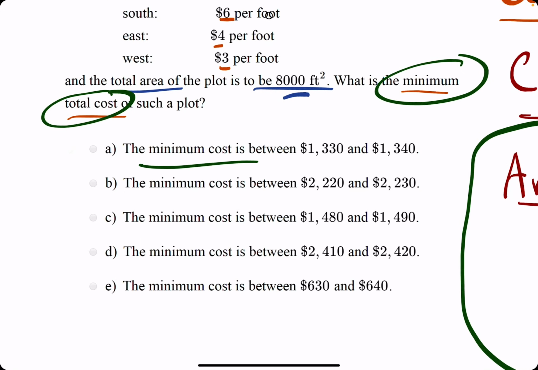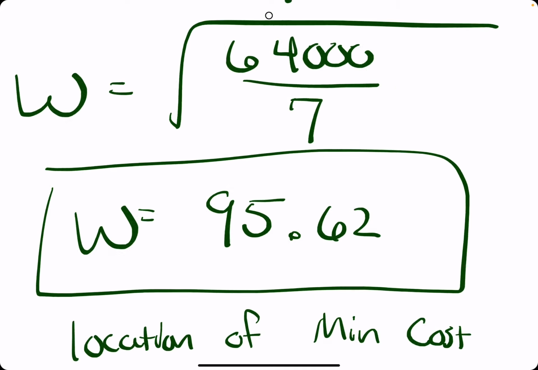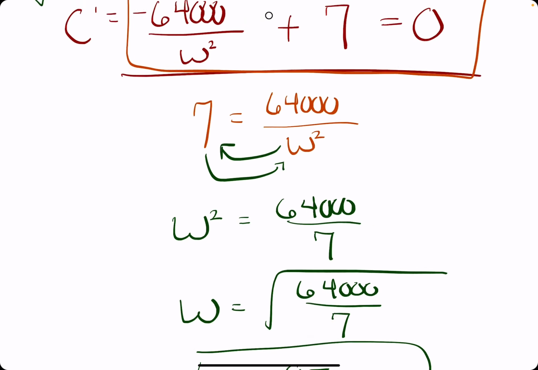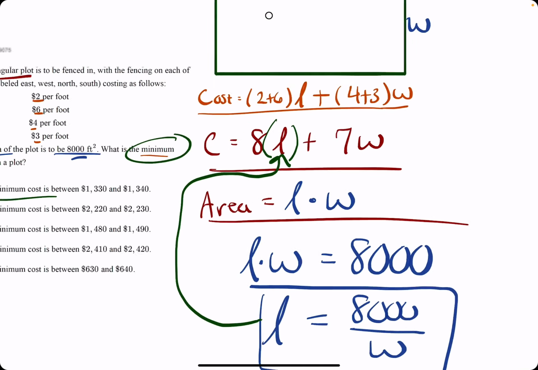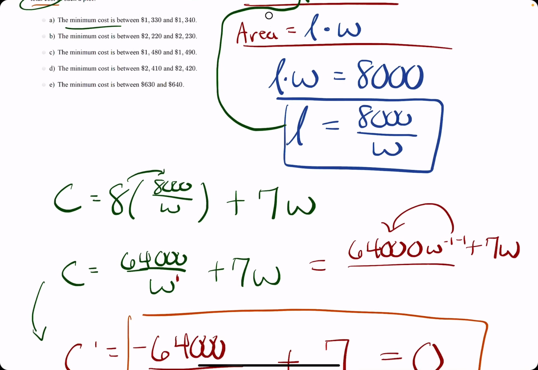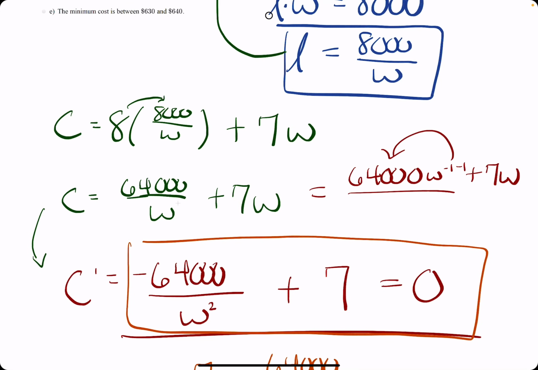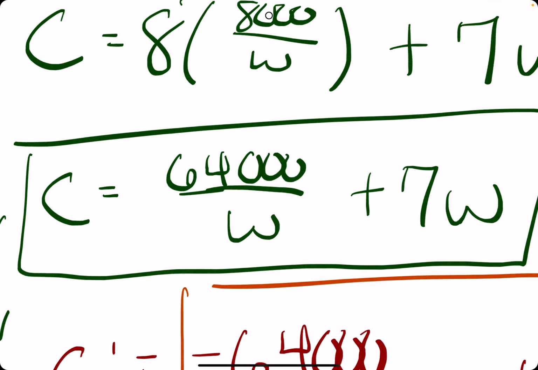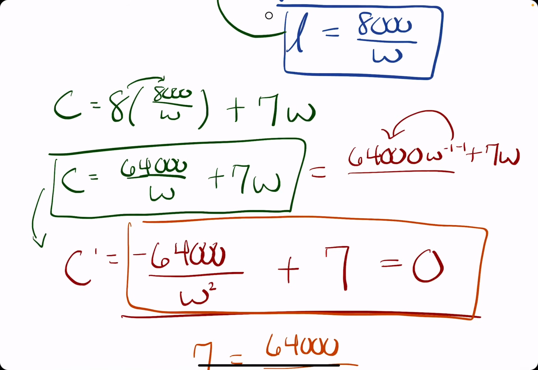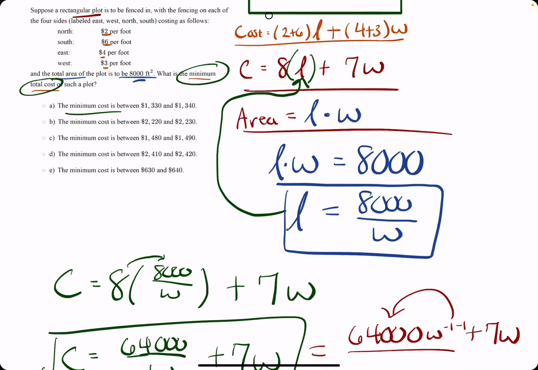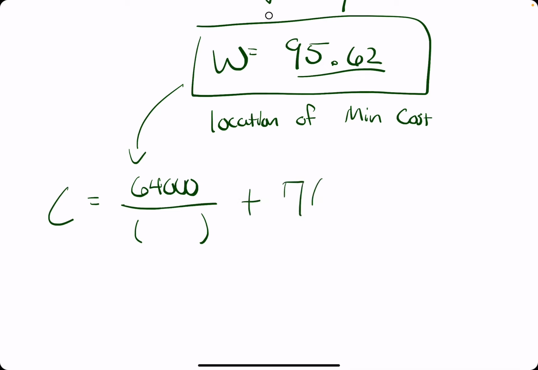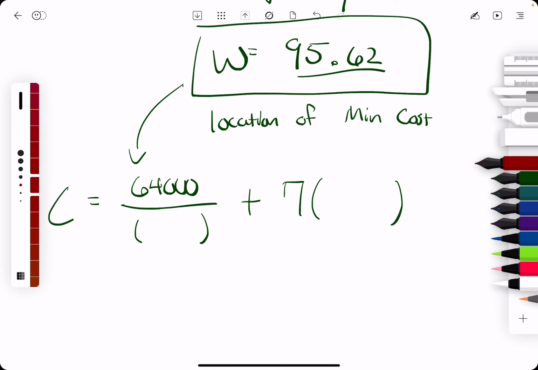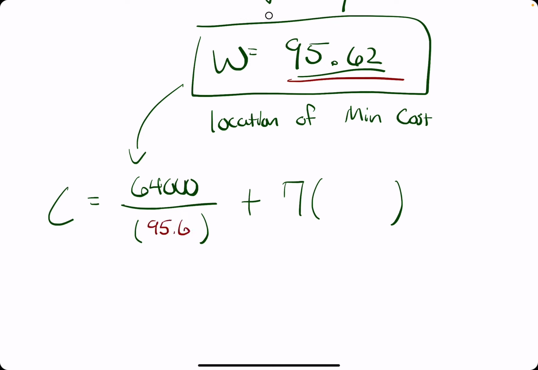So if they're looking for the minimum cost and we have the width where that happens, all we do is plug this width into the cost equation. Well, which cost equation? We had 8L plus 7W. We could do that, but then we need to solve for L, which would be a two-step process. So instead, look what we have here. We have the cost in terms of W. So we can just plug in the W value we just got into this cost to find out what the minimum cost is. So we're plugging this width into 64,000 over W plus 7W. In place of W, of course, we are plugging in 95.62.